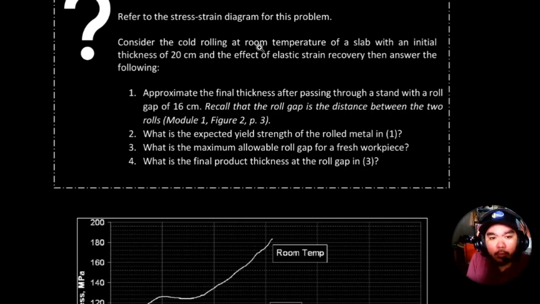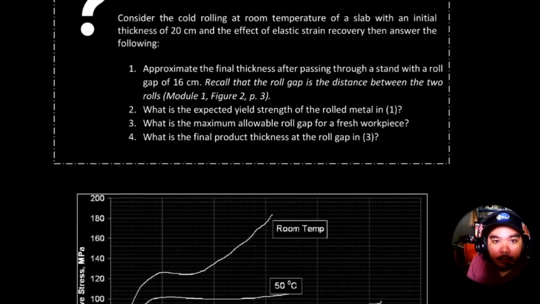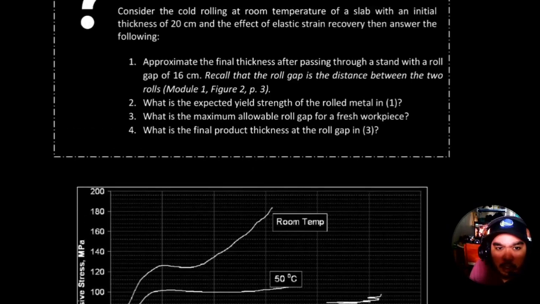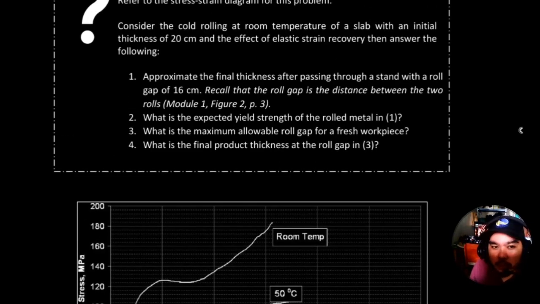So the first question is, we need to approximate the final thickness after passing through a stand with a roll gap of 16. If you recall, the roll gap is the distance between the pair of rolls through which you are trying to pass your metal. So you may argue that if the roll gap is 16, isn't that also the final thickness of the slab? Is that right? Any comments on that?